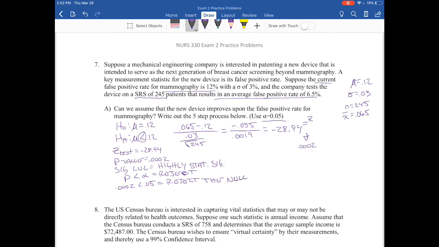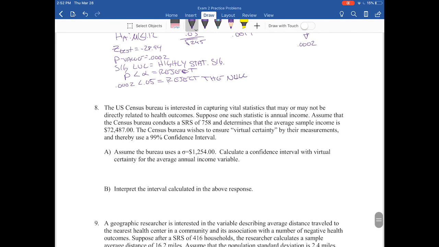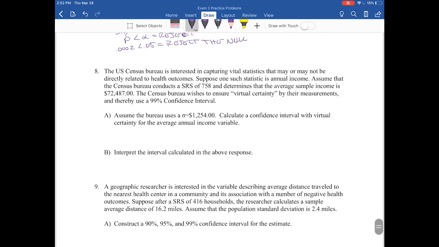And now I'll do it for number 7. Number 8 and number 9 are confidence intervals. I'm not going to be able to get through that in the next minute, so I will pick that up on the next video. I will see you there.